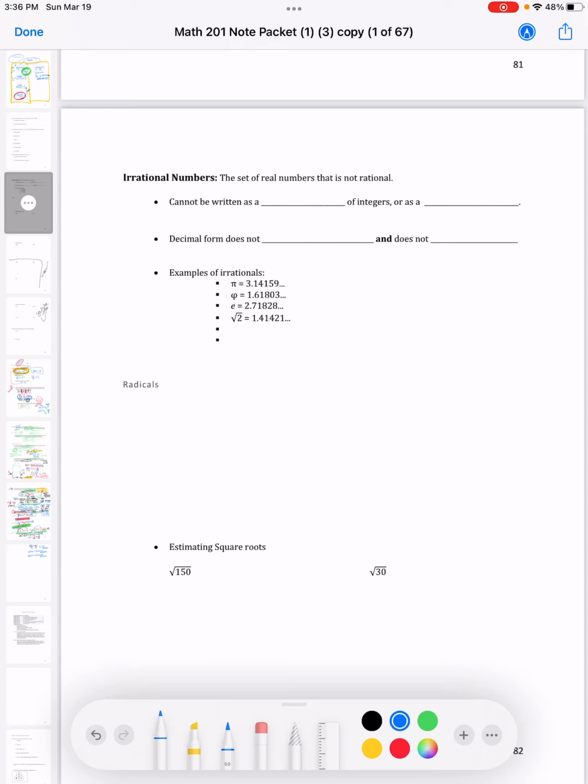So let's take a look at those irrational numbers again. Just to remind you, irrational numbers cannot be written as a ratio of integers, and that's just a fancy way of saying a fraction. So no fractions. So a ratio of integers is a fraction. So that's just a fancy way of saying the same thing there. And their decimal form does not stop and doesn't have that repeating pattern.